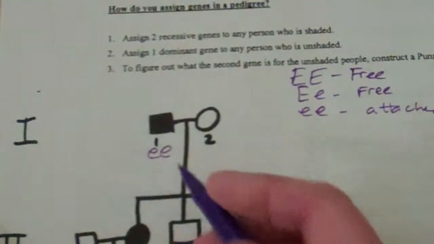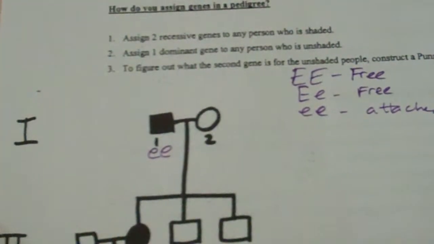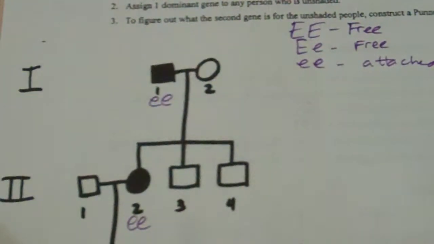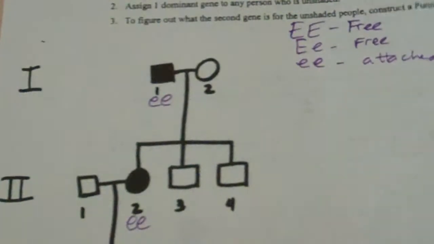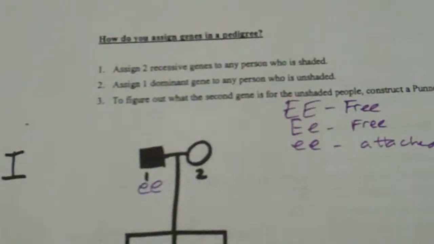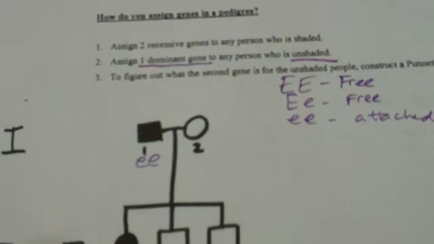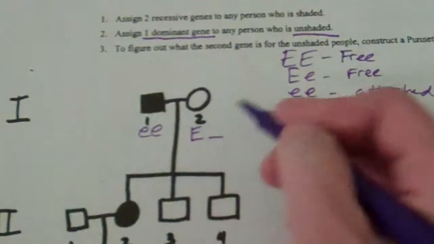So underneath, we're going to write their genotypes underneath. Done with step 1. All the shaded people are recessive. Step 2, assign 1 dominant gene, only 1, to anybody who's unshaded, so not colored in. Give them a big E, nothing else.